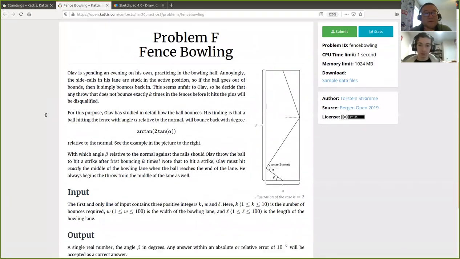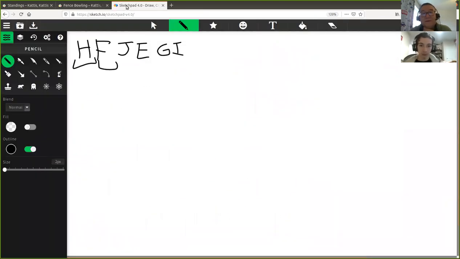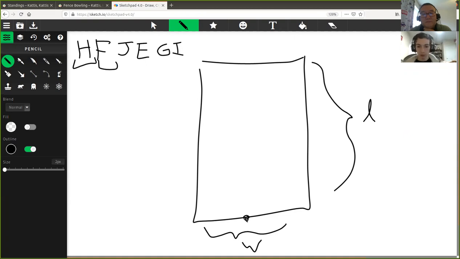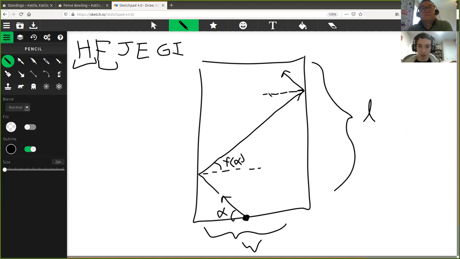Okay, so for F, this is a bowling alley, and it has a certain length and a width. Our bowling ball starts here, and we can choose to launch it at a certain angle alpha. It gives some formula for how it bounces off, and says that the angle is some function of alpha. So then it bounces there, and here it would bounce off with angle f of alpha.